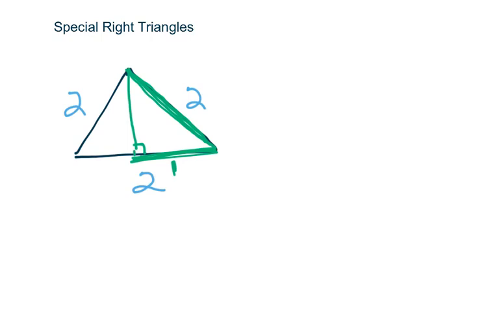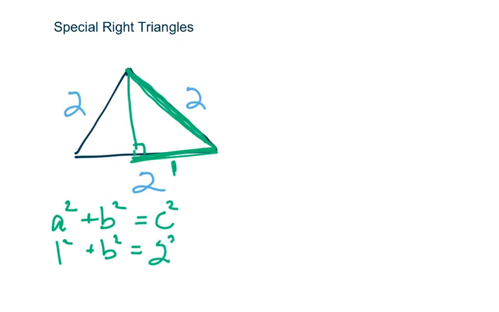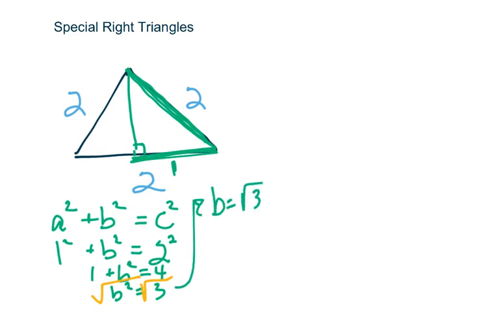So we use our Pythagorean theorem. A squared plus b squared equals c squared. So a is 1. B is what we're solving for, because that's the straight up and down line. And then c is 2. So 1 plus b squared equals 4 means that b squared equals 3. If I take the square root of both sides, I get that b is equal to the square root of 3.